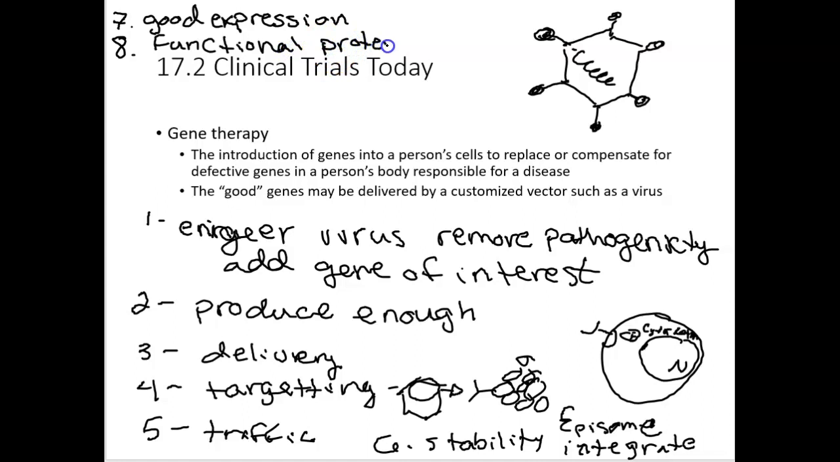Now, if this is going to be a protein that's going to be expressed inside the cell, that's a little bit easier. If this is a protein that's going to be excreted, you have to make sure that it traffics properly, that it is excreted, and it's excreted as a functional protein. And through all of this, you have to make sure that you don't trigger an immune response.